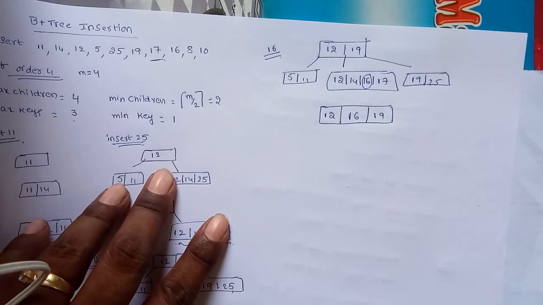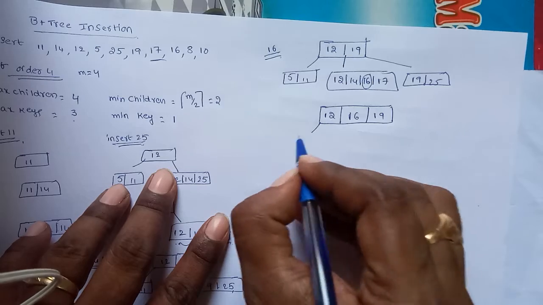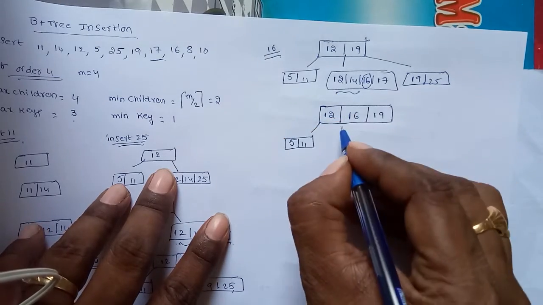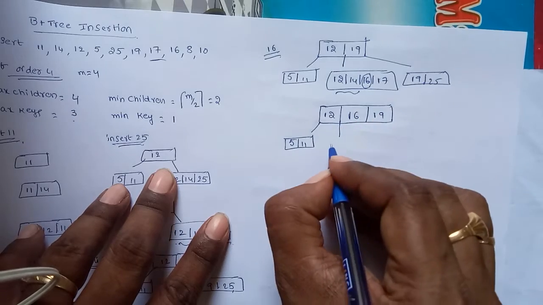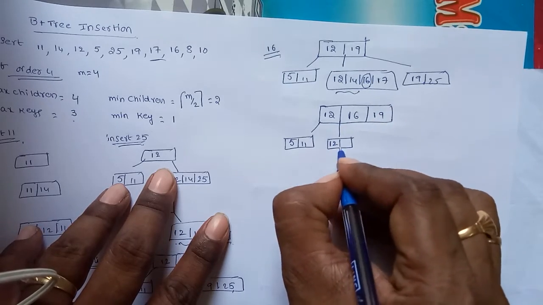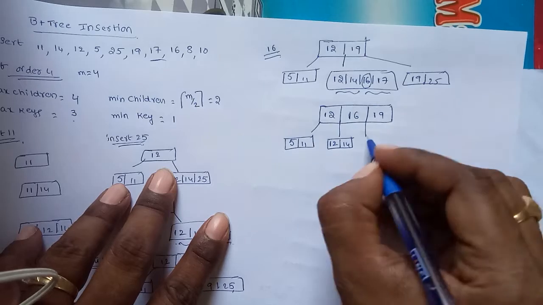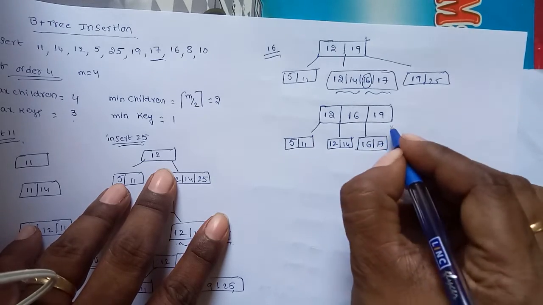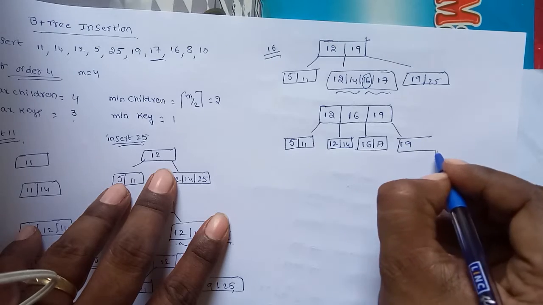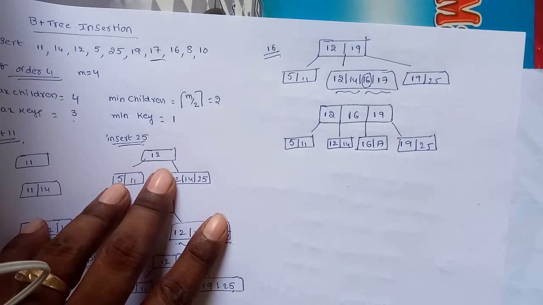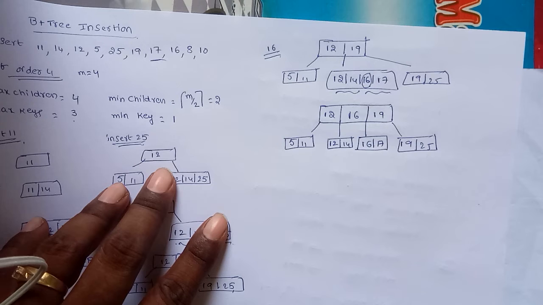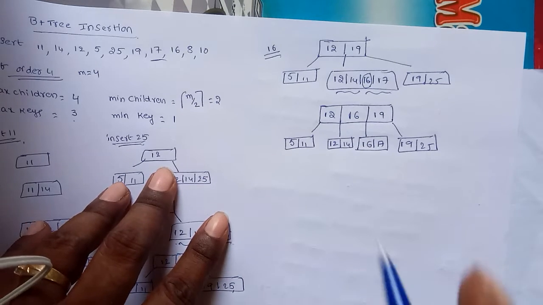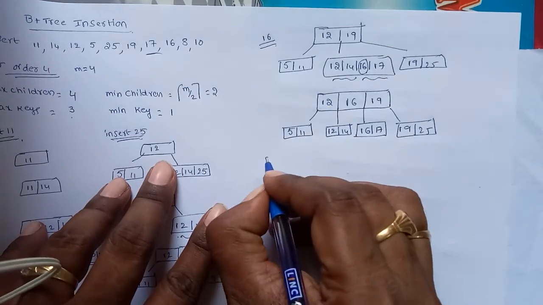Then the root is 12, 16, 19. The left child of 12 is 5, 11. The 12 and 14 becomes the left child for key 16, and 16 and 17 are present, then 19 and 25. Okay, this is completed. Now insert 8.